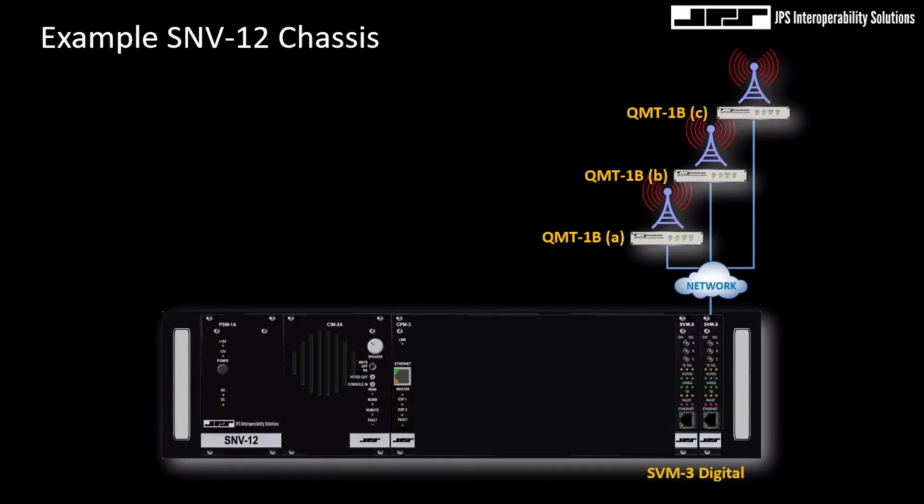So let's add 3 QMT1B IP backhaul modems at the receiver sites. And remember, you do not necessarily need to deploy all 3 QMT modules. You may need to only support a single IP backhaul link. So in that case, you'll simply deploy a single QMT1B module.